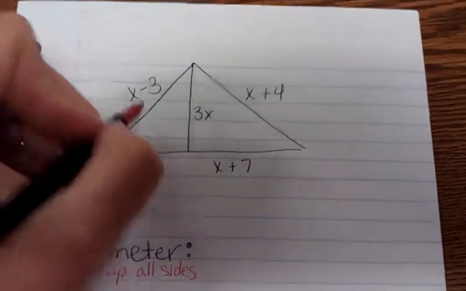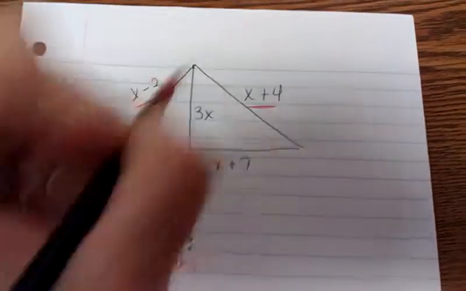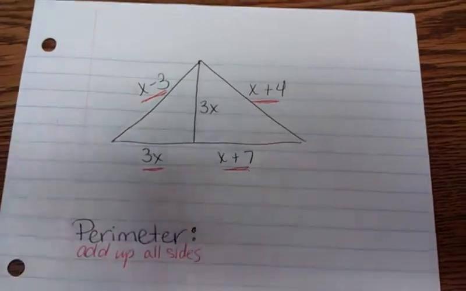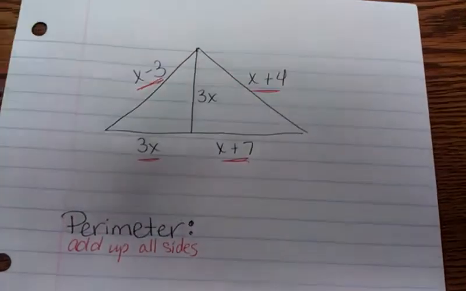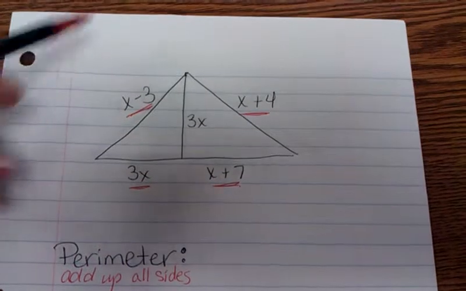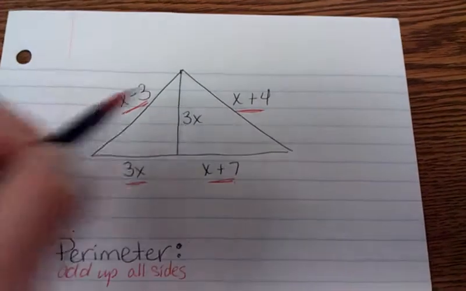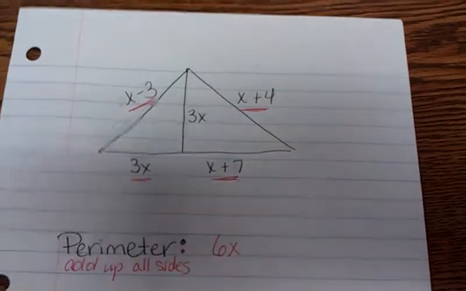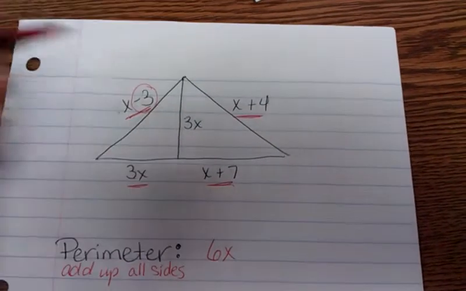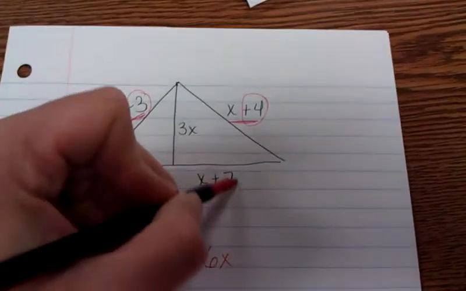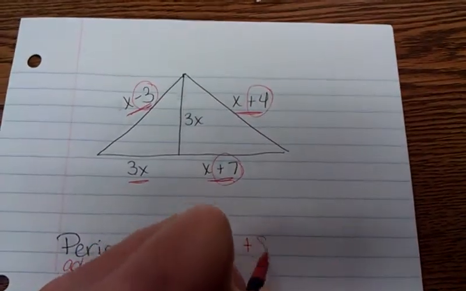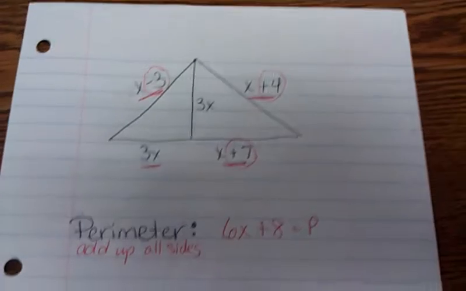So the information I need, I'm underlining right here. I need all that. The only part I don't need is what's here in the middle. Now to find the perimeter, I'm going to add up all my x's. 3, 4, 5, 6. I have 6x. Then negative 3 plus 4 is 1. 1 plus 7 is 8. There's my perimeter.